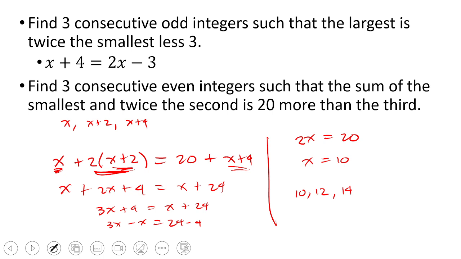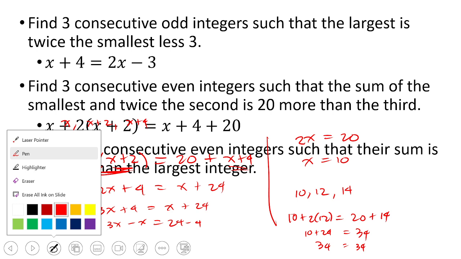So let us check the sum of the smallest and twice the second. So 10 plus 2 times 12, is this equal to 20 plus 14? So 10 plus 24, is this equal to 34? So yes, they are both equal to 34. So the numbers that we got, 10, 12, and 14, satisfy the conditions given in the problem.